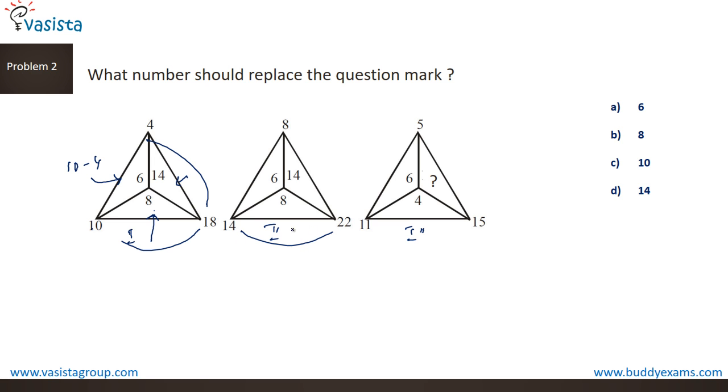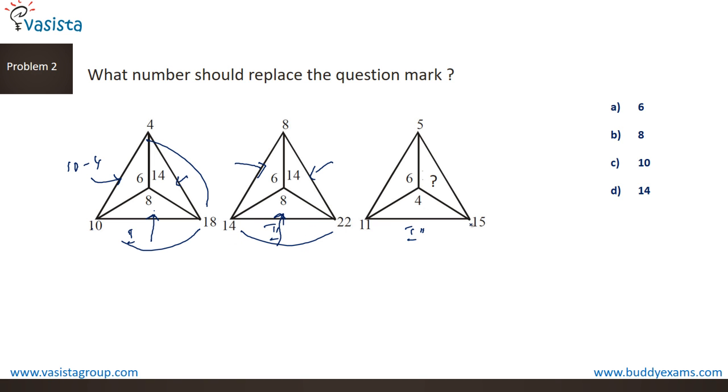22 minus 14, the difference between these two. See, 22 minus 14 is going to be 8, right? So 14 minus 8 is 6 and 22 minus 8 is 14. So now what is happening here? The difference of these two numbers gives the middle number.